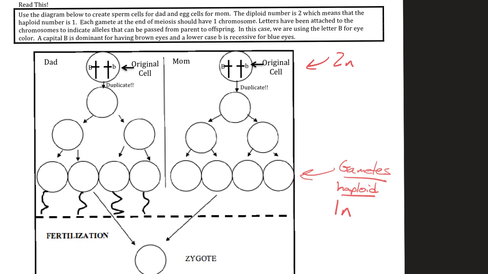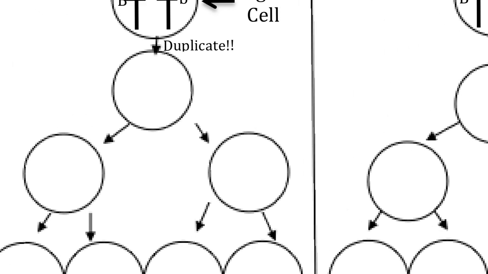So, let's go through the steps of meiosis. This is what you start off with, 2 chromosomes. Dad had 1 from his mom, 1 from his dad. Mom had 1 from her mom and 1 from her dad, correct? Then they duplicated it. They went through S phase, remember the cell cycle, G1, S phase, G2. They duplicated the DNA. What does it look like after duplication and right before meiosis?